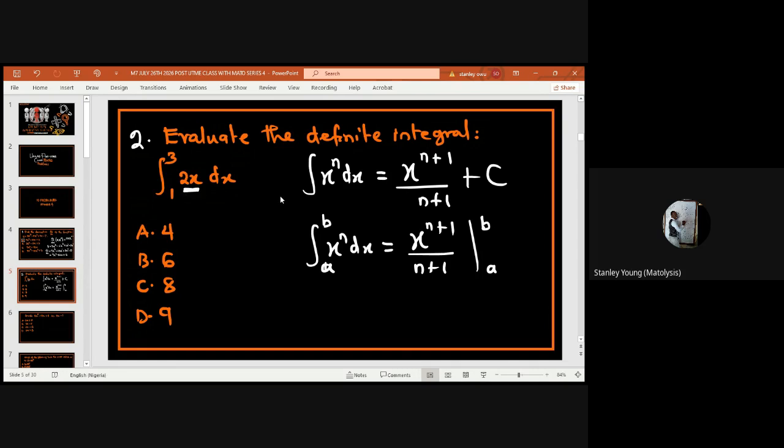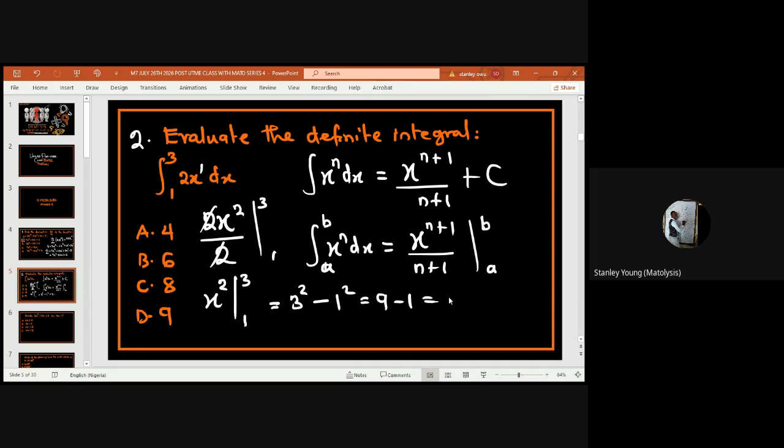All right, so let's solve this particular one here. If you follow the rule here, you know the power here is 1. So you're going to have 2x raised to the power of 1 plus 1, as 2, over 2, with upper limit 3 and lower limit 1. So 2 cancels 2, this is as good as saying x squared, upper limit 3, lower limit 1. Slot in the value of 3 for x, so you have 3 squared, then minus, slot in the value of 1 for x, we have 1 squared. So this is 9 minus 1, which gives you 8. The value of that is 8.